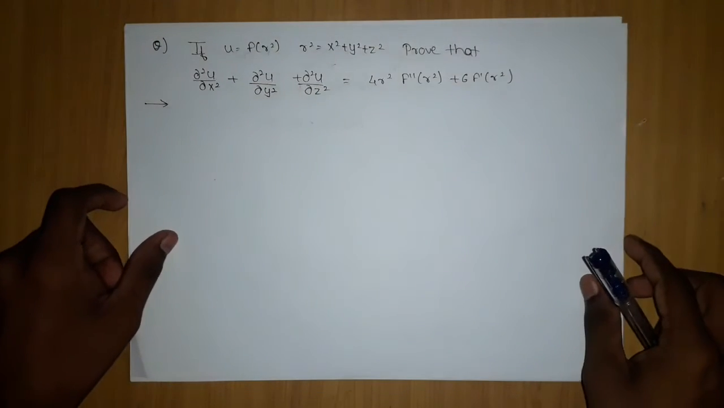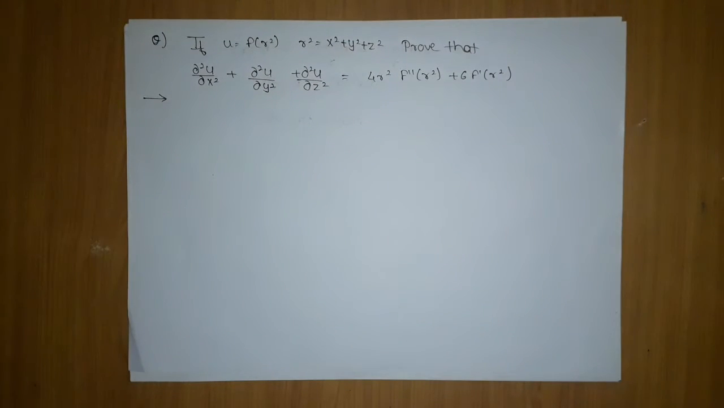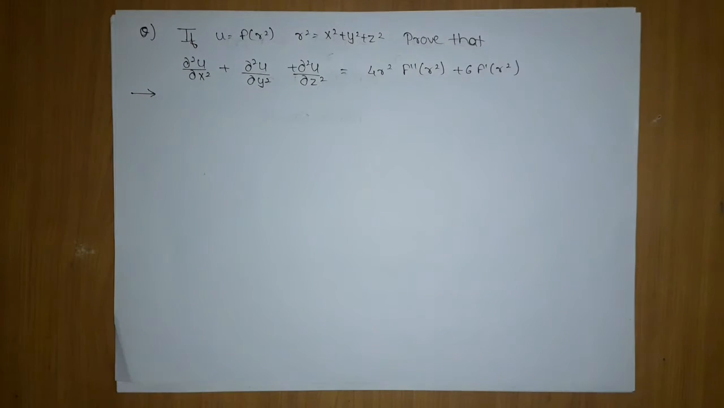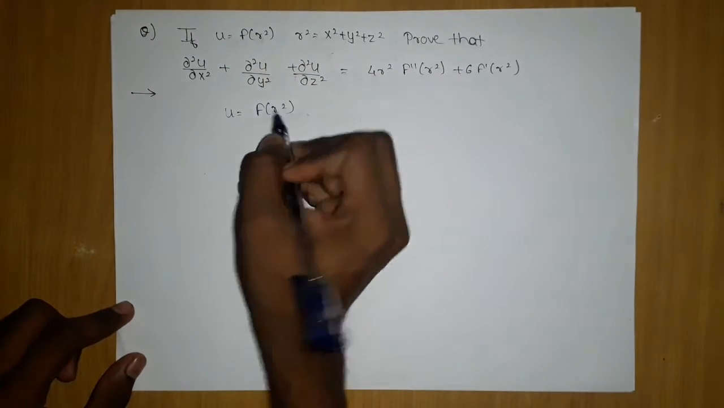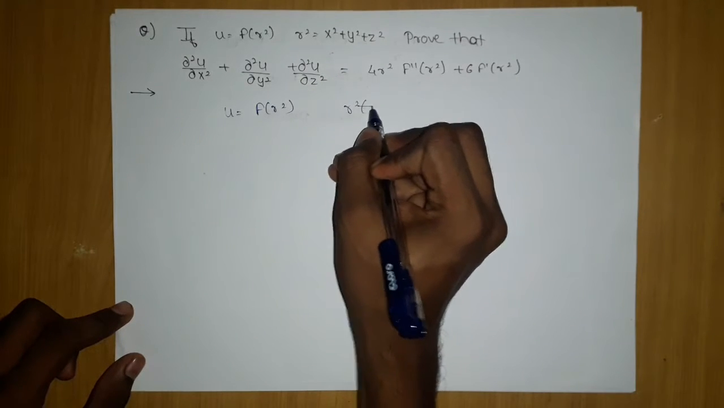So the question which we are going to take is as follows. The first question says: if u equals f of r square, where r square equals x square plus y square plus z square, prove that dou square u by dou x square plus dou square u by dou y square plus dou square u by dou z square equals 4r square f double dash r square plus 6 times f dash r square. Now first we are going to write down this f of r square.